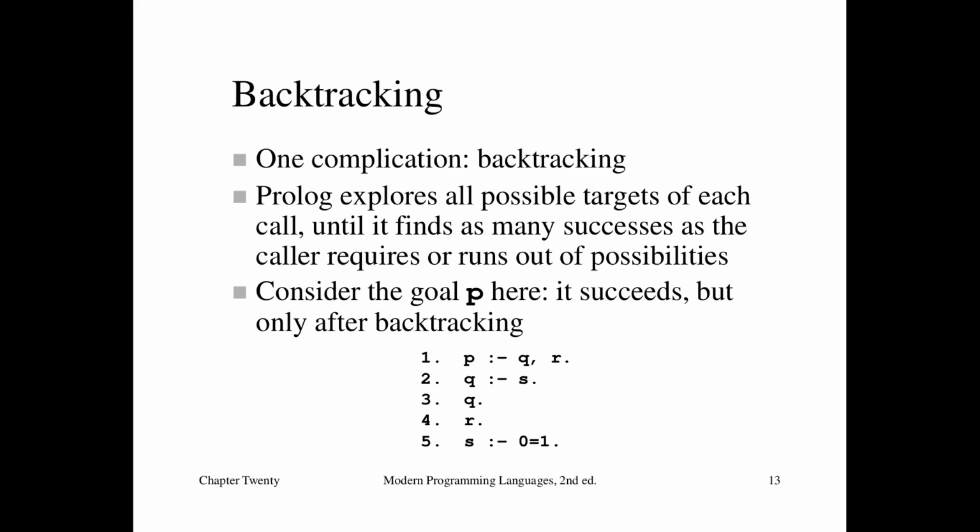So we consider the goal P. It succeeds, but only after backtracking. So we call P. P is then attempting to satisfy Q and R. It then calls Q. Q calls S. S returns true. And then it calls R. R calls S, and then it returns true. So that's what's going on: P calls Q and R, Q calls S, then R calls S. Makes sense.